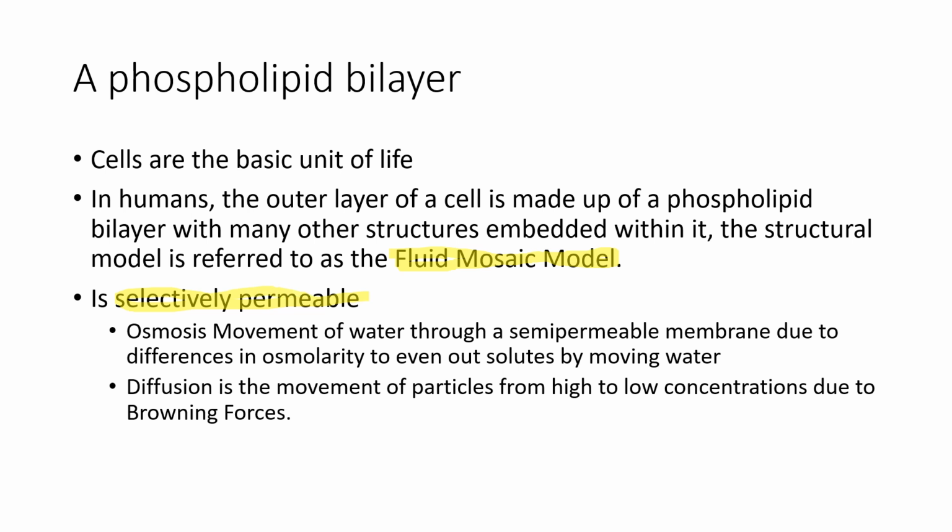Now, when we talk about this, we really need to talk about two things. One is osmosis, and the other is diffusion. We have different types of diffusion, which I'll talk about in the next video. Osmosis is pretty much water moving through a semipermeable membrane due to differences in osmolarity, meaning what's dissolved inside is different on one side of the cell than the other. If that happens, then fluid, water, will move across the membrane based on certain transmembrane proteins. Diffusion is movement of particles from high to low concentration based on what's called Brownian forces, which you learned in general bio.